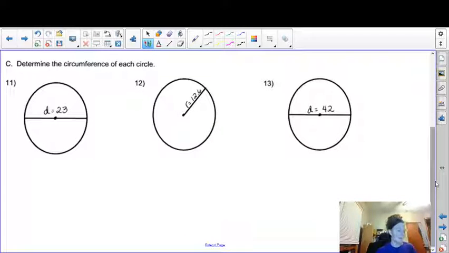All right, we're going to go ahead and determine the circumference of the following. So let's get our handy dandy calculator out. Now, circumference is 2 pi r or pi d. So we have to take a look at what information we're given. So in problem 11, we're given the diameter. So I'm just going to take the diameter of 23 times my pi. So I'm going to type it just like that in my calculator.